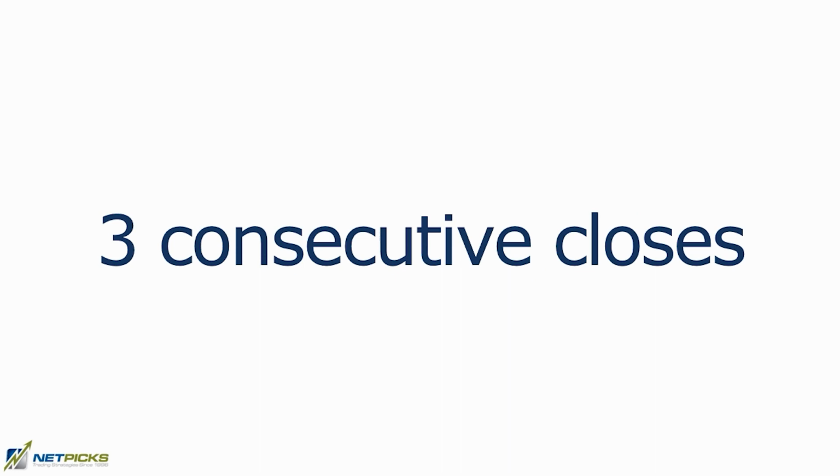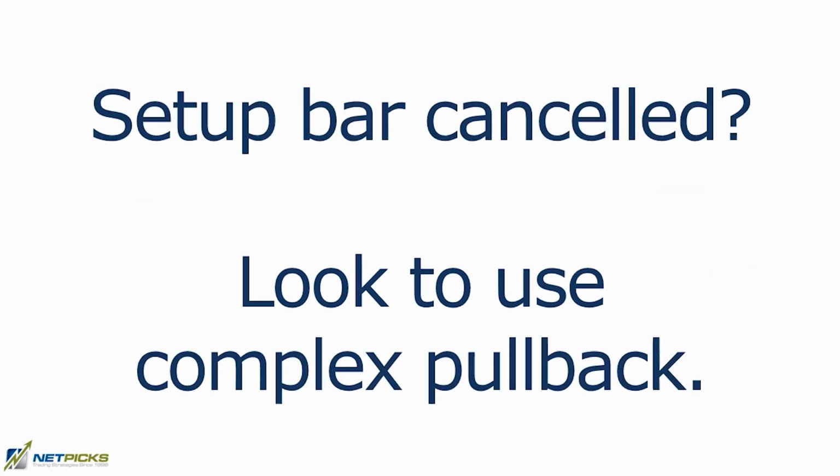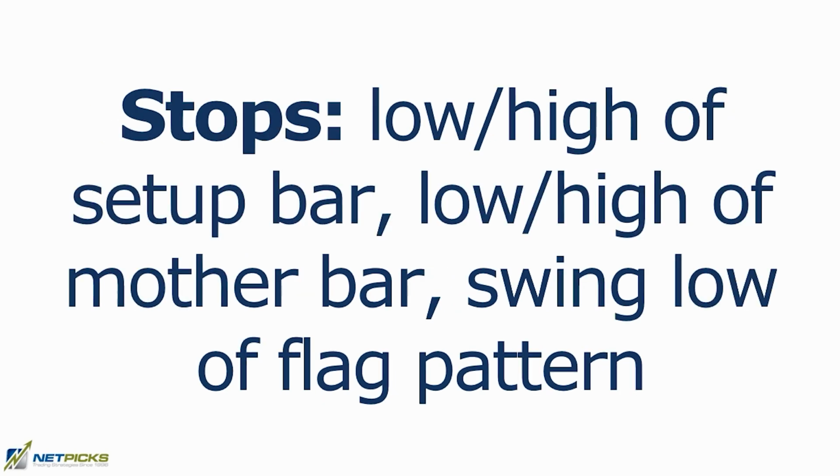So let's recap. We want to see price having 3 consecutive closes above or below both moving averages for the trend direction. You have to decide how many bars are needed for a pullback using the setup bar method. I use 3, but you can use any number you choose. And there are some arguments why 2 would be okay, especially in a fast moving market. If the setup bar technique is canceled, we want to look to trade a flag pattern, right? Bull or bear flags.